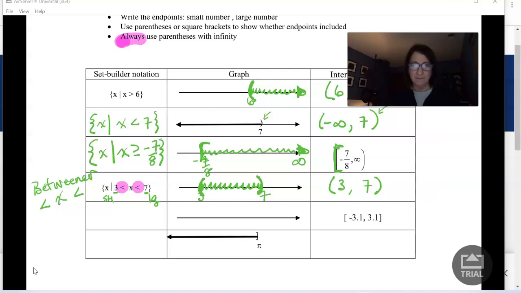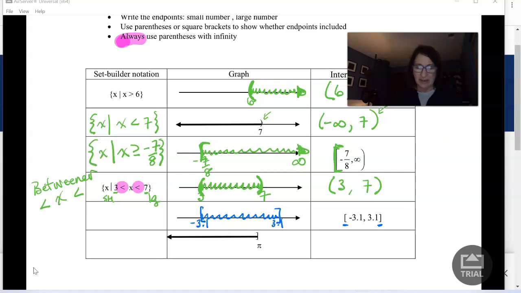So I'm going to graph them. I'm going to go from negative 3.1 to positive 3.1. Because I've got square brackets, I'm going to use square brackets on my graph, and everything in between is shaded.